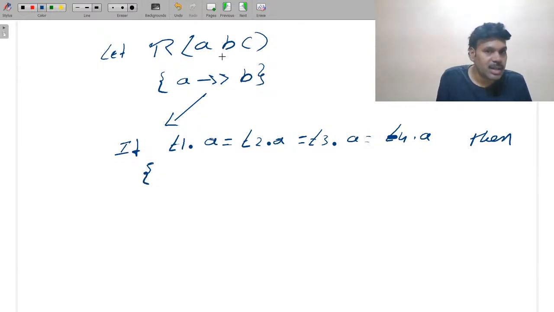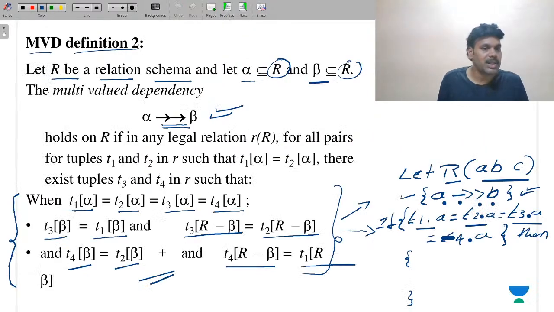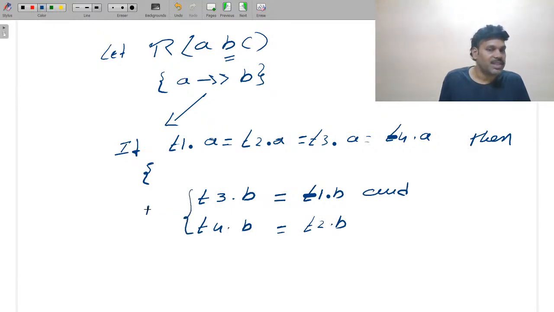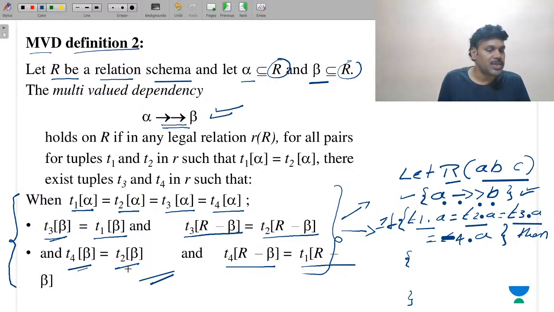What is the next condition? Now he is talking about the B attribute only. Please look at the previous one. T3 dot B is equal to T1 dot B. And one more condition: T4 dot B is equal to T2 dot B. If this is satisfied, please observe, then look at your definition once. T4 dot B is equal to T2 dot B. If this also satisfies, then you have to satisfy the third condition.